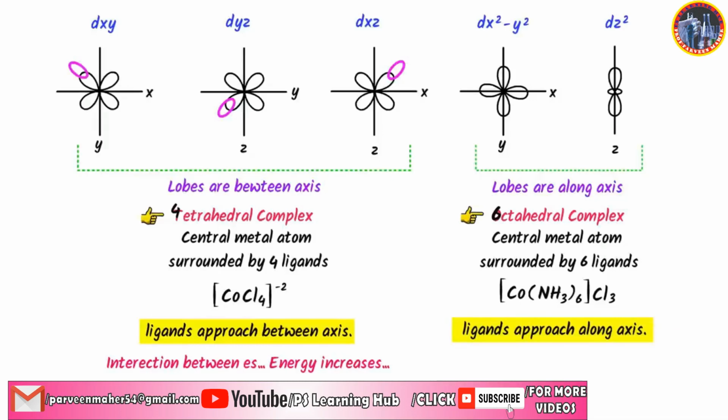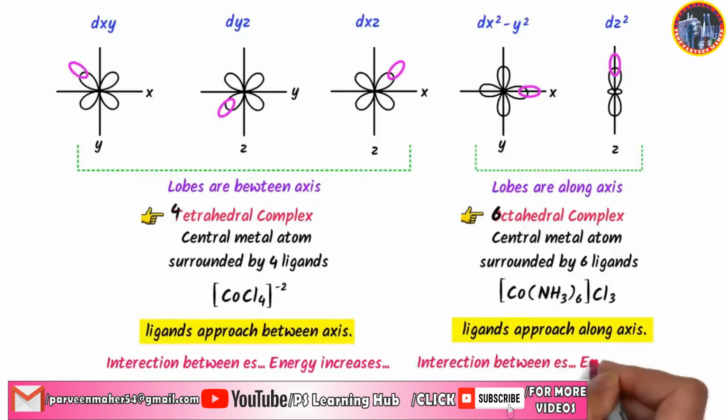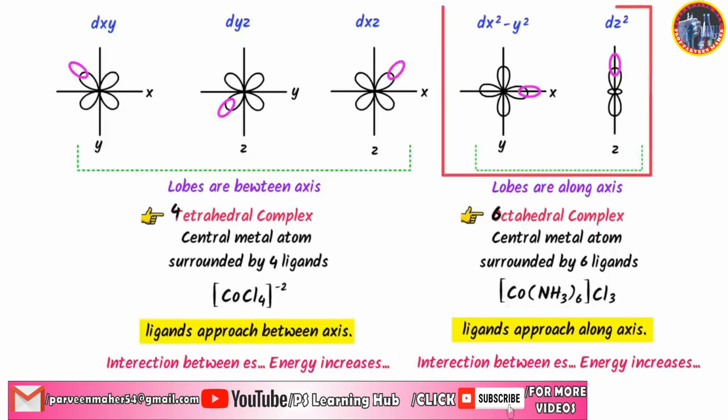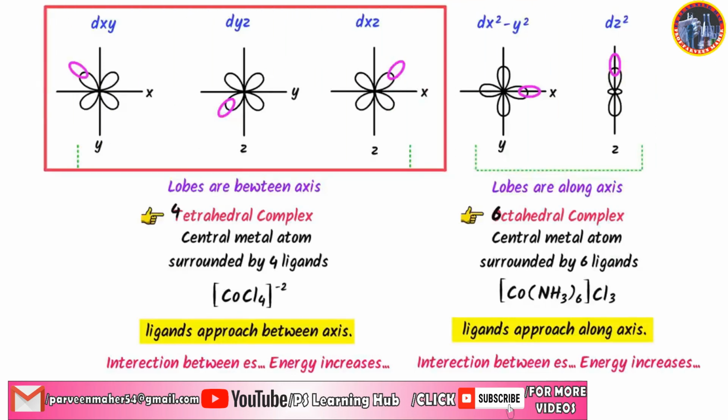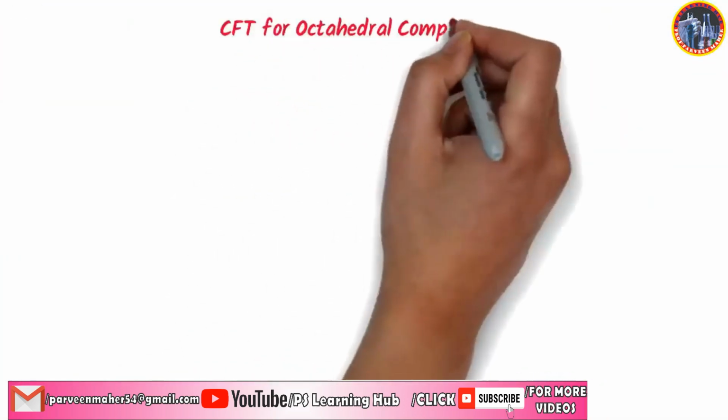I mean, ligand will attack on this lobe or on this lobe of metal orbital. After attack, electrons of ligand and metal orbitals will interact, hence energy of these two orbitals increases. Thus we learn that energy of these two orbitals increases and energy of these three orbitals decreases. Thus note down all these important points. Now let me teach you crystal field theory for octahedral complex.